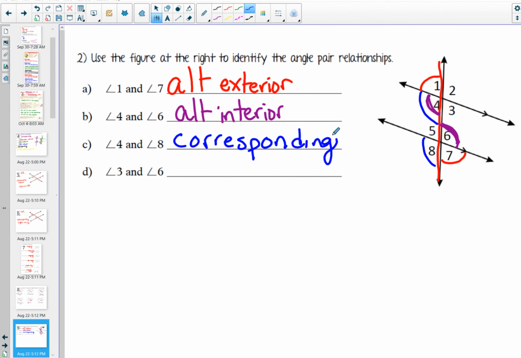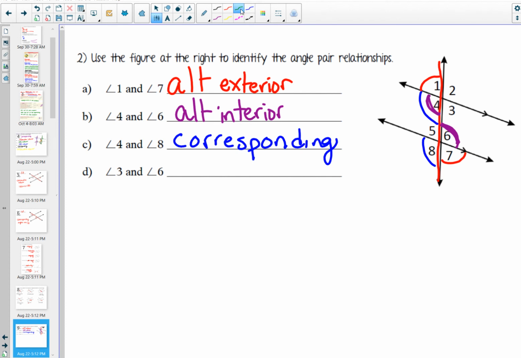They are corresponding because we know that corresponding means they correspond. They're in the same position. So if I were to take a parallel line and go down, they would overlap. Angle 4 and angle 8 would overlap with each other. Right? Rock stars. Y'all are rock stars.